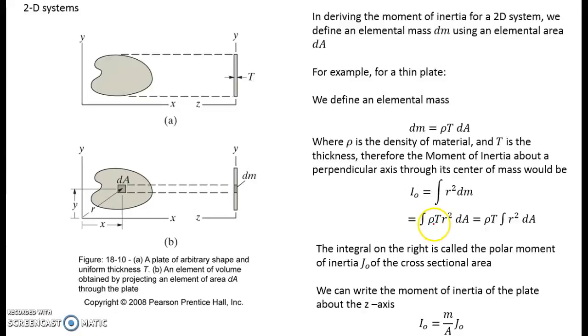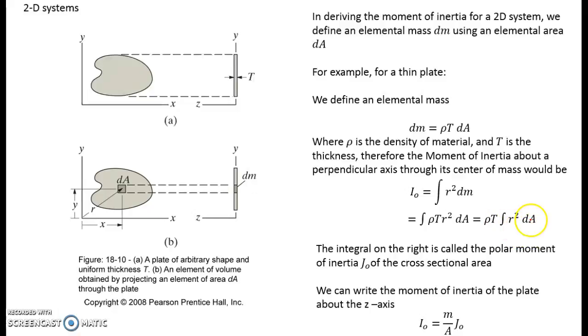Also bear in mind that rho and t can be considered constant. We're talking about a thin plate here. The thickness is not variable, same thickness everywhere. Uniform density or homogeneous plate, density is the same throughout. So we can take the rho t out because they're constant. We can take them out of the integral, and we end up with the integral of r squared dA.